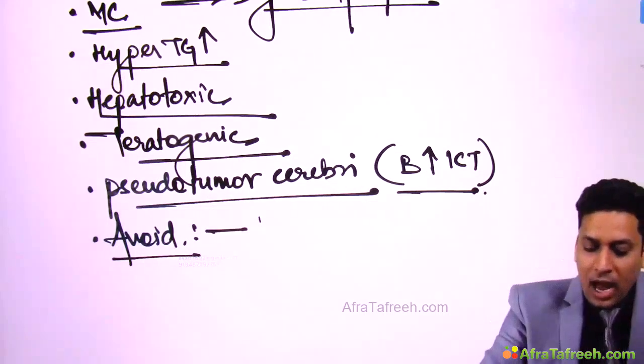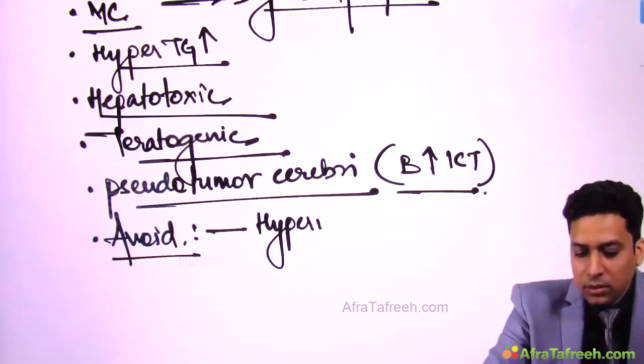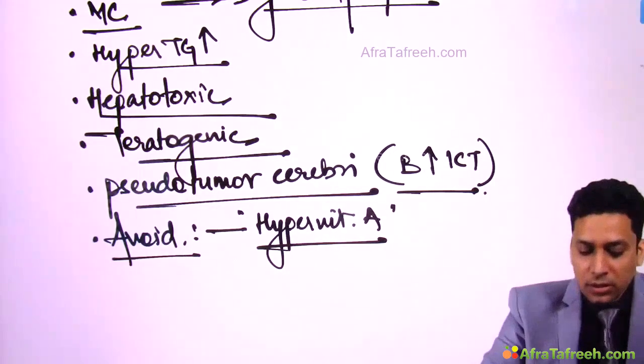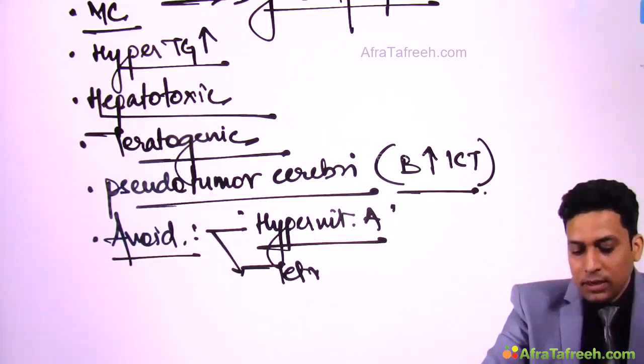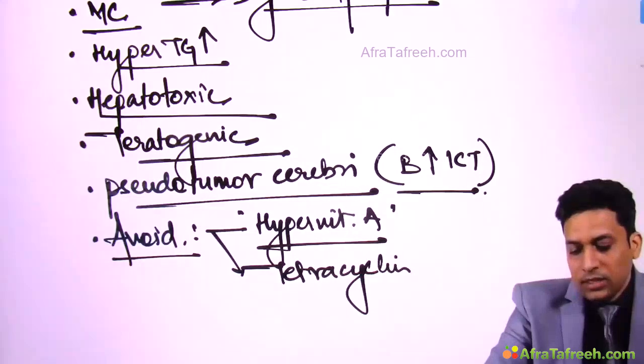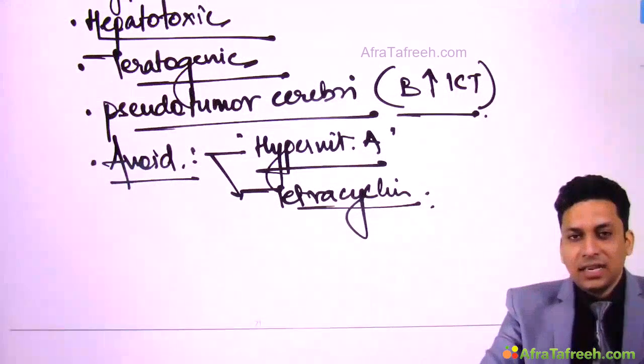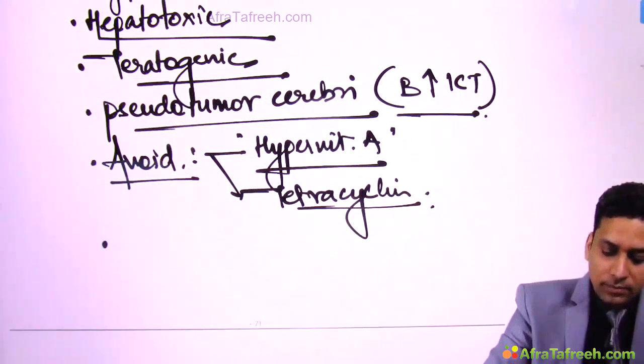like hypervitaminosis A. So you should not give vitamin A supplement to these patients. Similarly, tetracycline. Tetracycline can also lead to pseudotumor cerebri, so you should not add tetracycline along with isotretinoin.